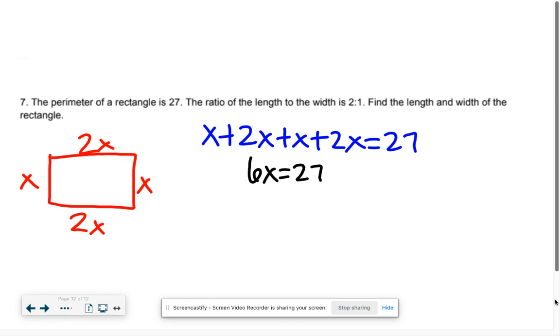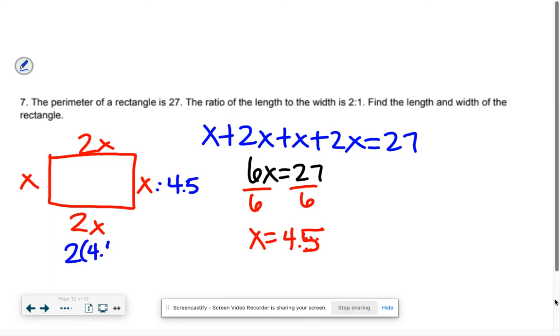Let me know what you get for an answer when you get this far. 4.5. But now plug back in. x is 4.5, but what's 2 times 4.5? 9. Good job.